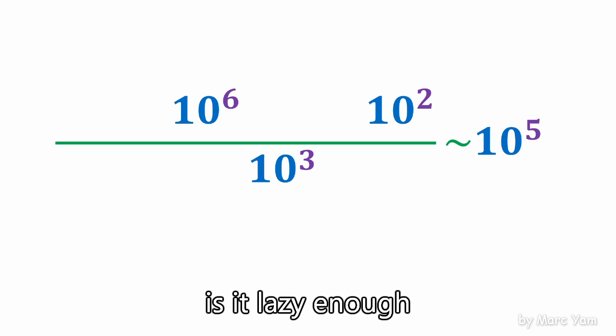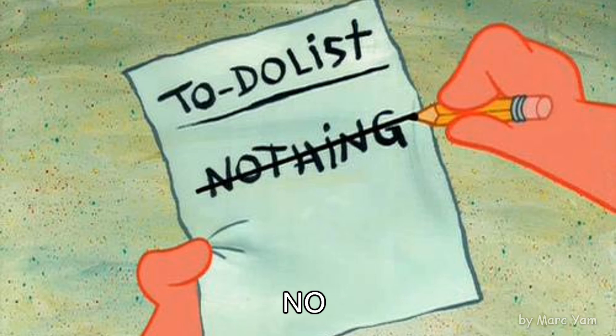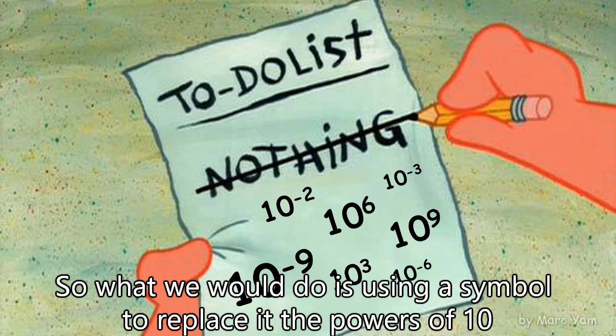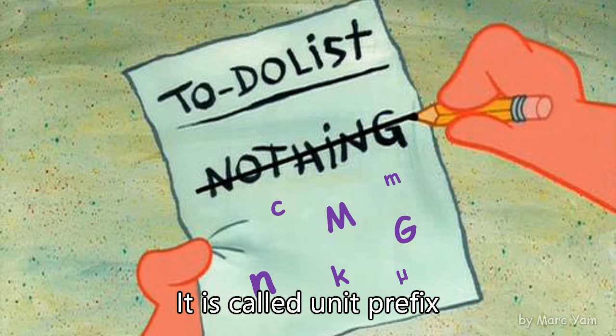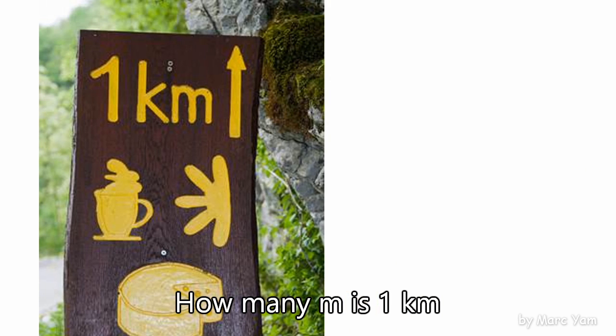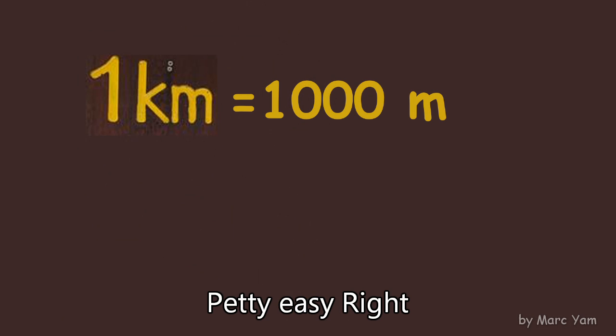Is it smart enough? The scientists will say, no. You will still be annoyed when you keep writing 10 to the power something for every single number. So what we would do is using a symbol to replace the powers of 10. It is called unit prefix. In fact, you always use it in your daily life. How many meters is 1 kilometer? 1,000 meters. Pretty easy, right?